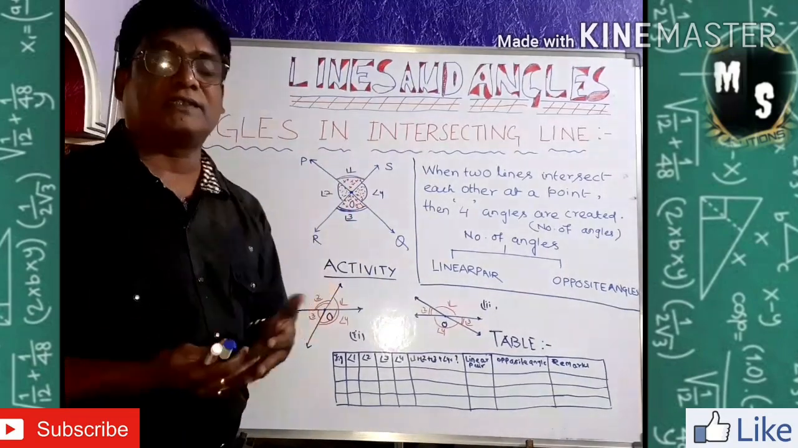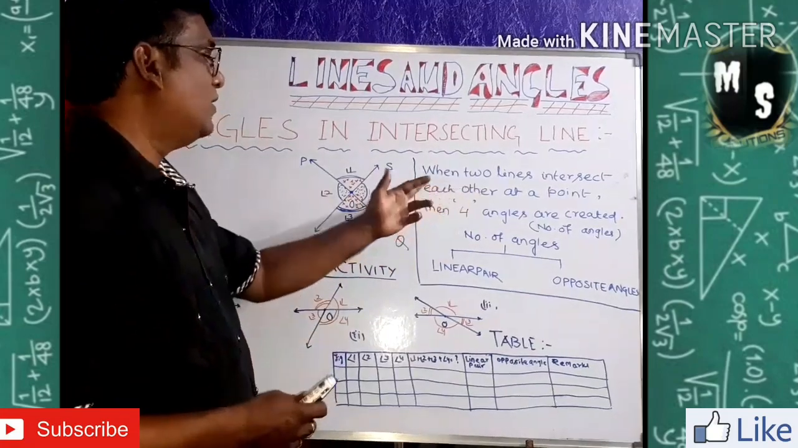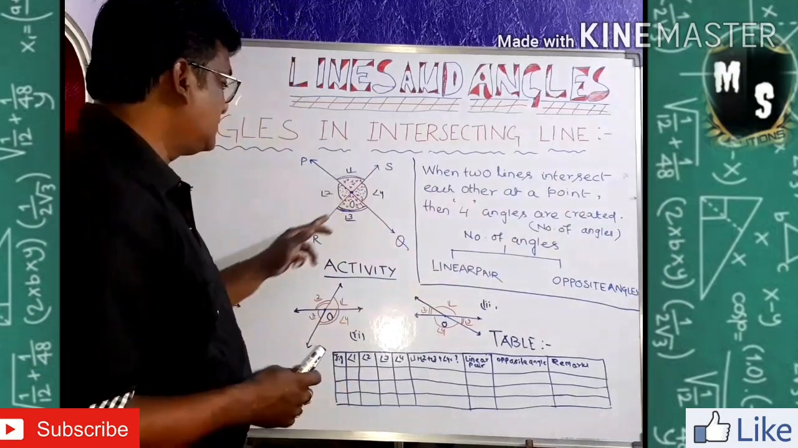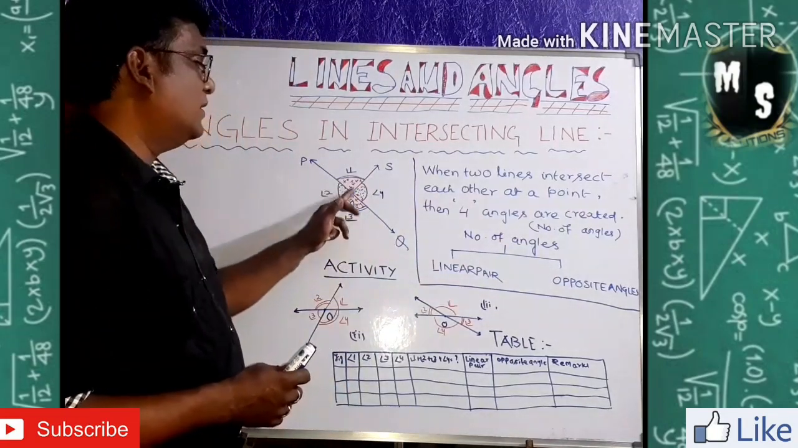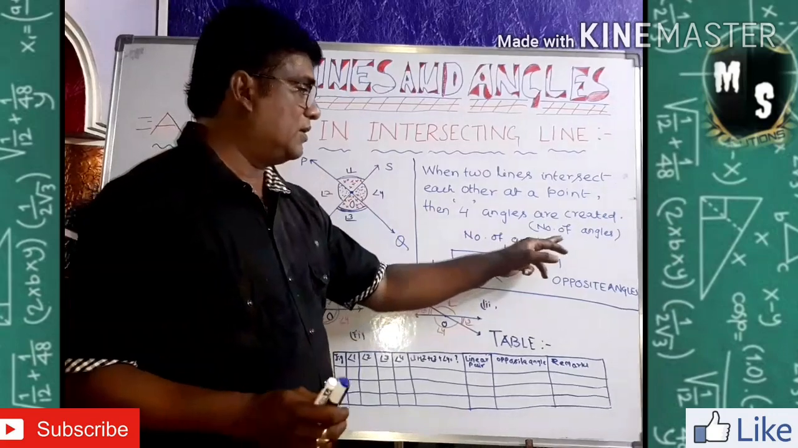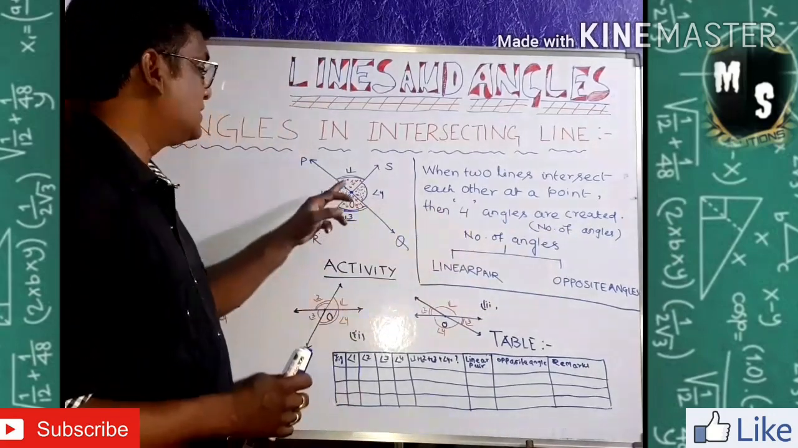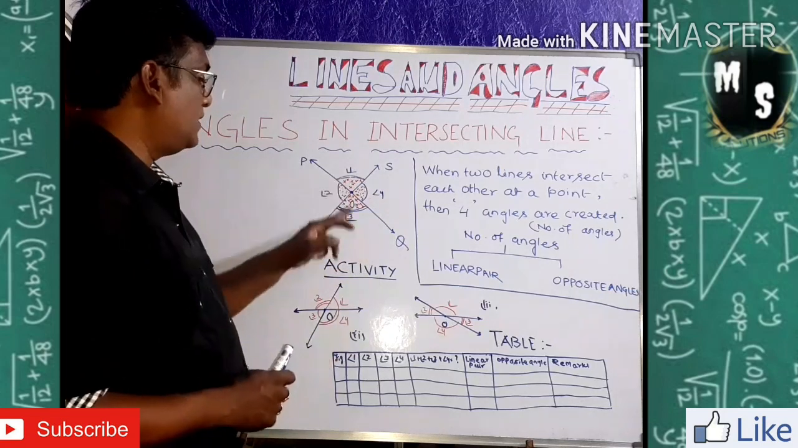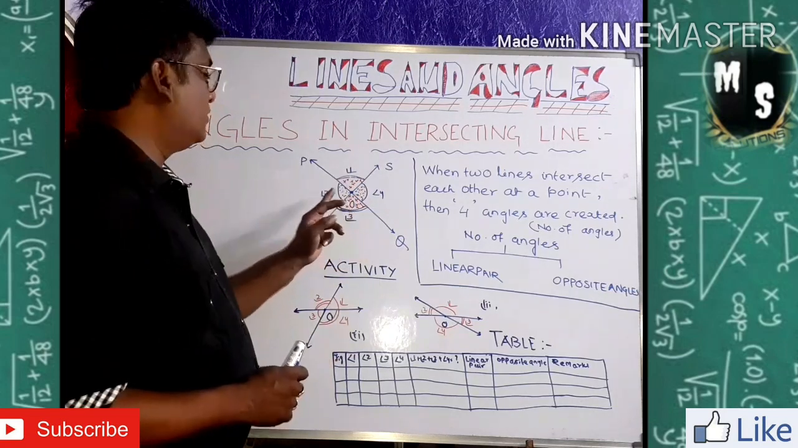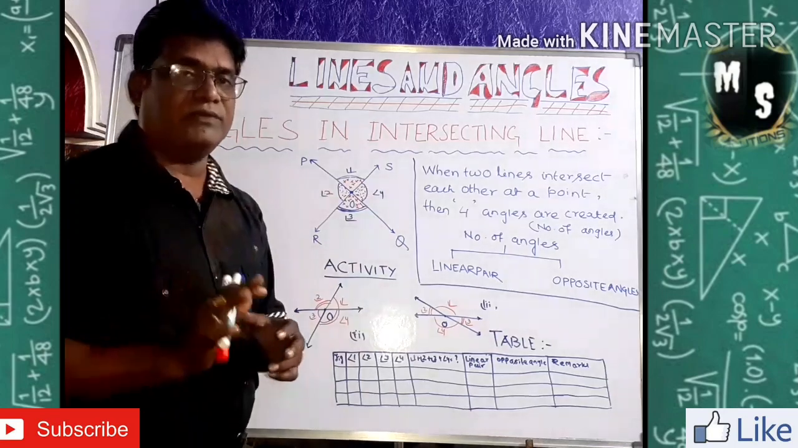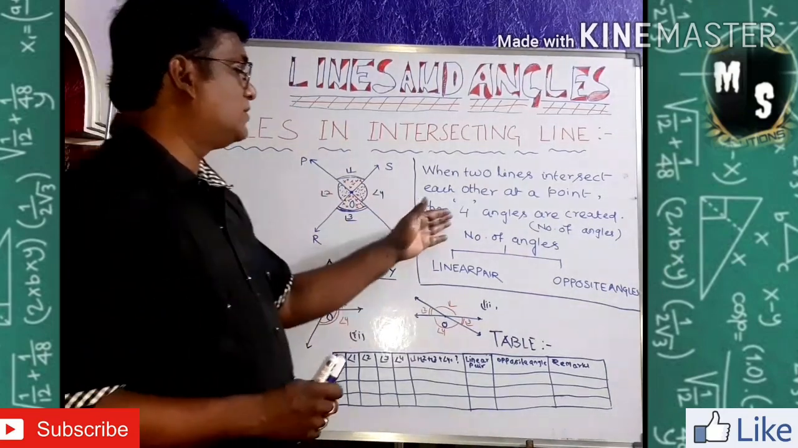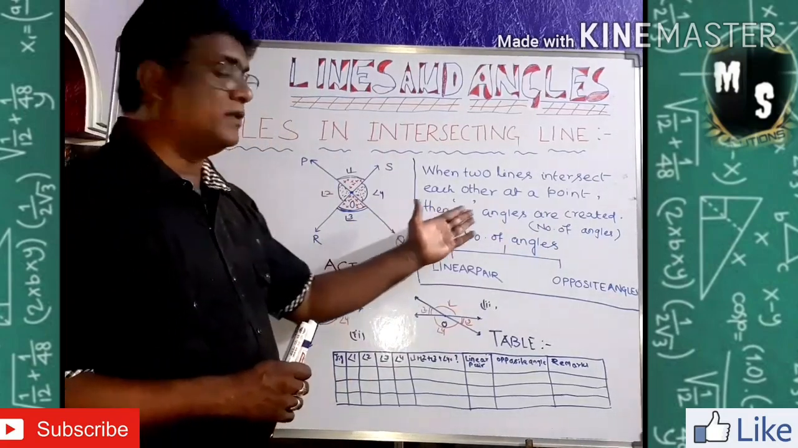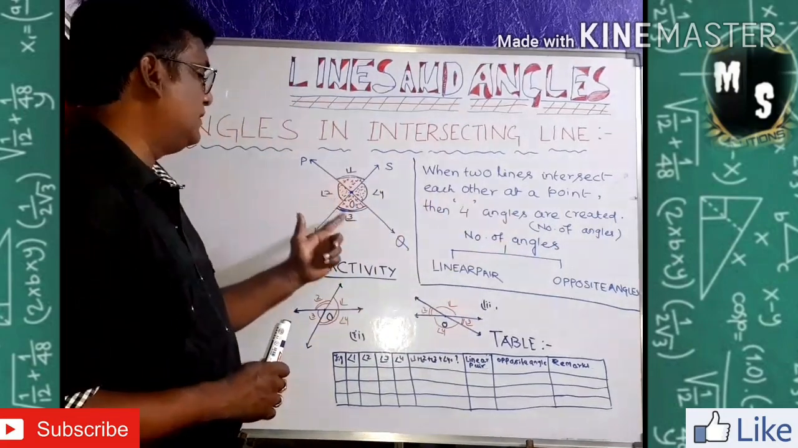So how many angles? 4 angles are there. I wrote here, when two lines intersect each other at a point, then the number of angles is 4. 4 angles are going to be created: 1, 2, 3, 4. I showed 1 and 3 as a cross and 2 and 4 as dotted. Why, I will say, don't worry. So we are going to create 4 angles here.